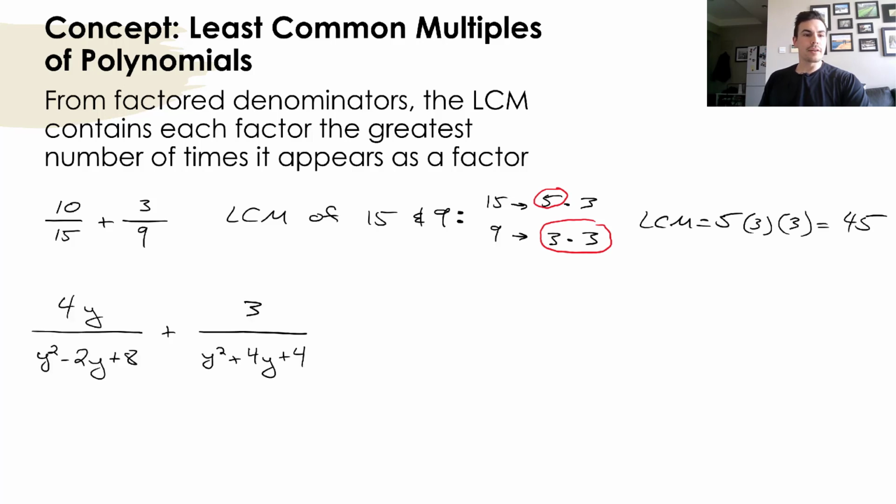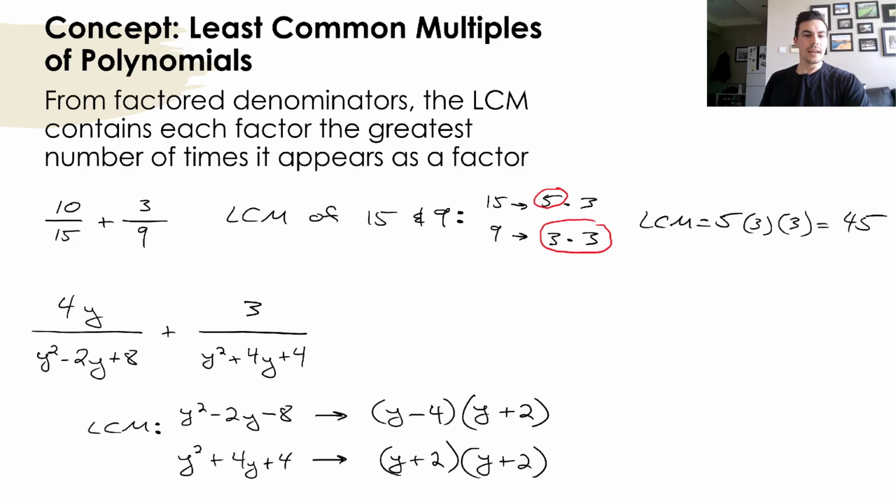Now, similarly, if I have some polynomial rational expressions here, we would again factor out our denominators. Okay, so we've got y squared minus 2y minus 8, and that would factor into y minus 4 and y plus 2. And we could factor the other denominator as well into y plus 2 times y plus 2.